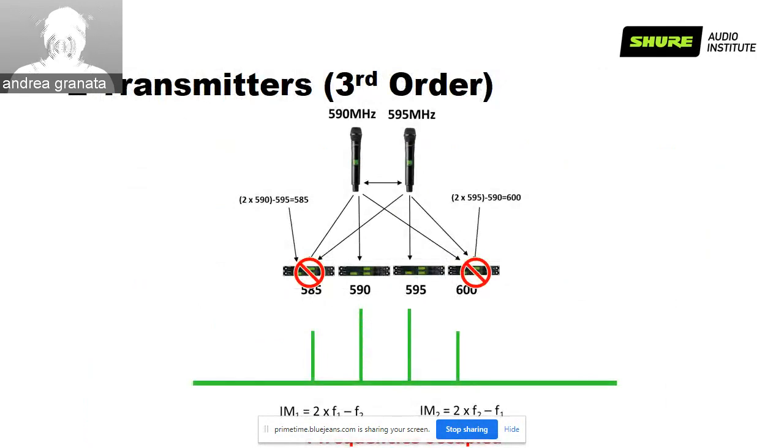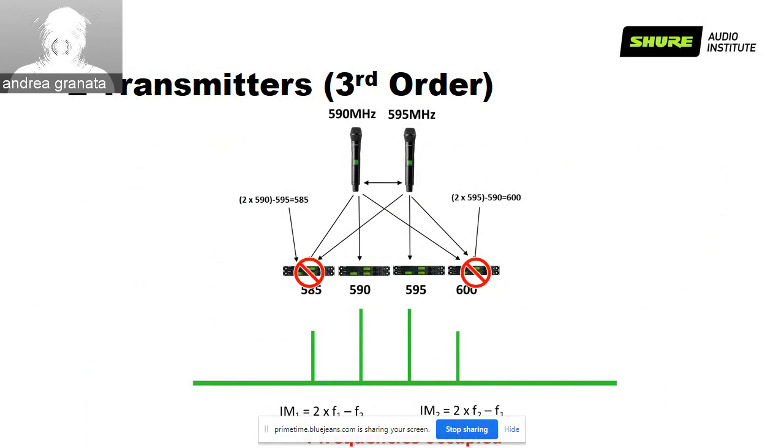The most common intermodulation distortion product, and the strongest, the loudest, is the third order produced by two transmitters next to each other. So if we have one transmitter at 590 and another one at 595, we are going to have these two strong signals at 585 and at 600. That means 2 times frequency 1 minus frequency 2, and 2 times frequency 2 minus frequency 1. So these two intermodulation products will be louder than all the others.